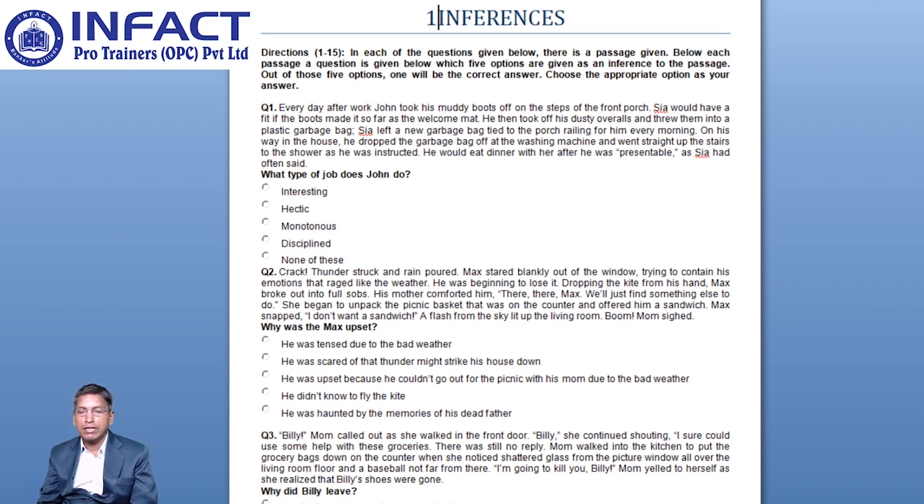So you have options: either interesting, or hectic, or monotonous, or disciplined, or none of these. So from the given options, monotonous: following the same course of action repeatedly is monotony. The last lines of the passage define the reason of John's routine as he was instructed to do so. Thus, it can't be disciplined, and hence monotonous could be the right inference. Now, let us move to question number 2.